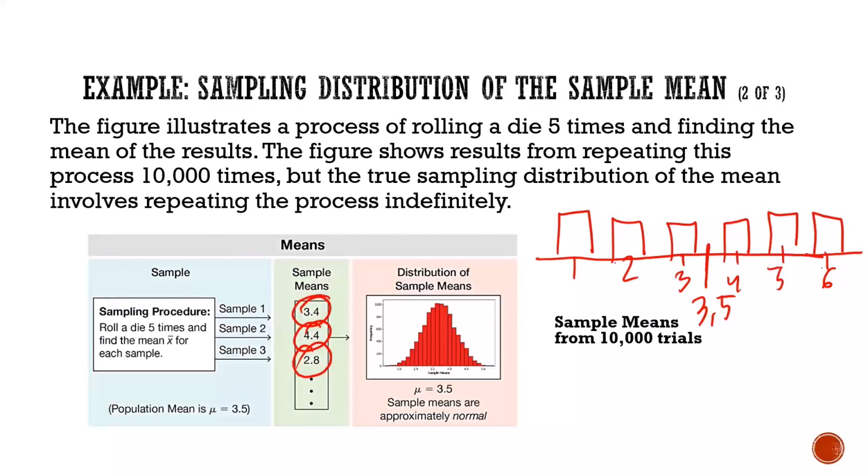Now, if I roll my dice once, I'm as likely to get a 6 as I am to get a 1. Would we all agree with that? As I am to get a 3. But if I roll the dice 5 times and average those out, am I as likely to get a 6 as I am to get a 3?